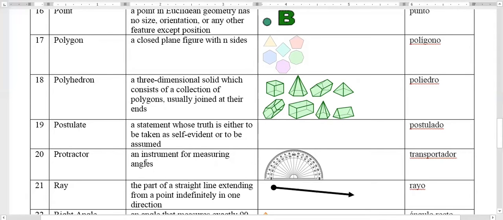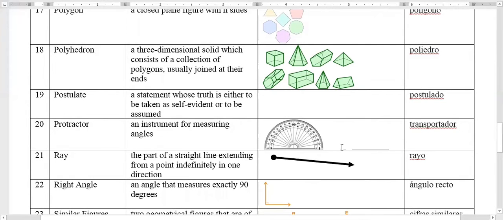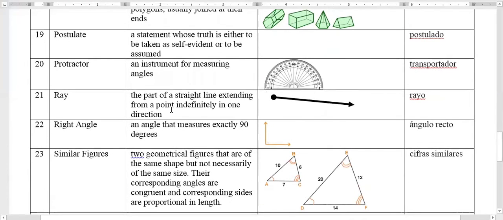Protractor, 20, an instrument of measure for measuring angles. So that's what it looks like. We have plastic ones like these, and you just put it on the line and you look this way, and then it tells you what degree it is. That's what a protractor is called. 21, ray, the part of a straight line extending from a point indefinitely in one direction. So it has a starting point and it goes on forever. It starts somewhere, but never gets anywhere. That is what a ray is.